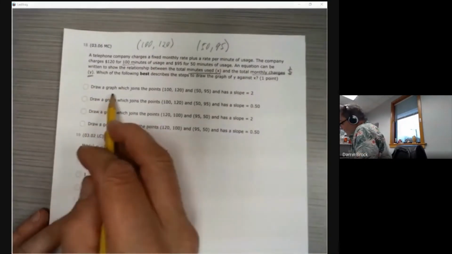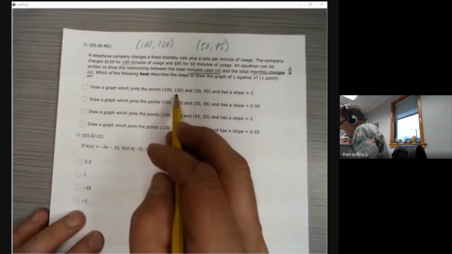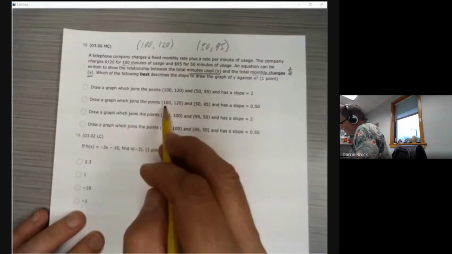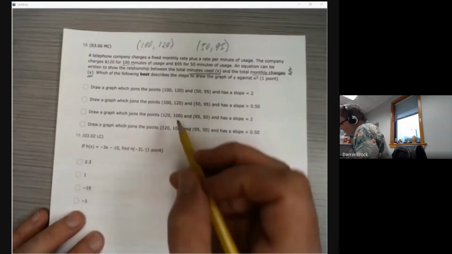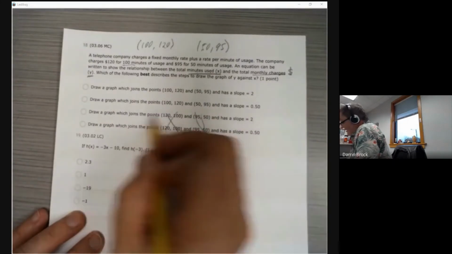So it says draw a graph which joins the points (100, 120) and (50, 95). These are backwards. So we've already ruled out the bottom two answers.